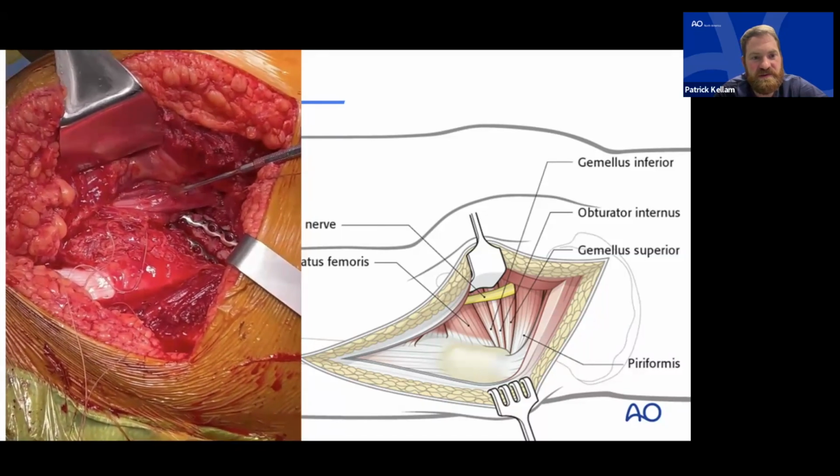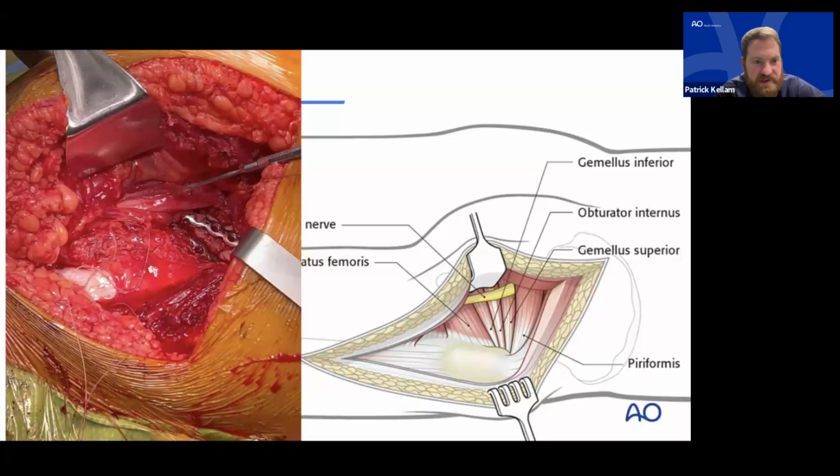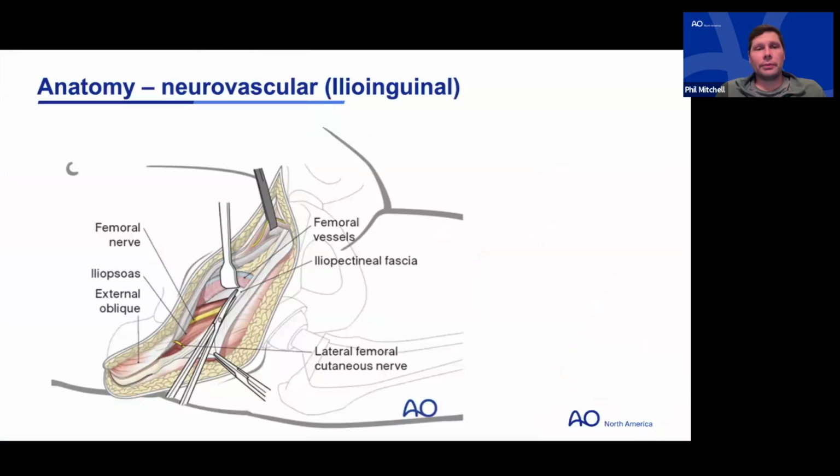And so those metal things are the plates we put on, and then that white band on the left side is the vastus lateralis. And so this is a pretty classic look through a Kocher-Langenbeck. It's beautiful, beautiful video. Similarly, the AO reference for the ilioinguinal, I think it's a beautiful approach.